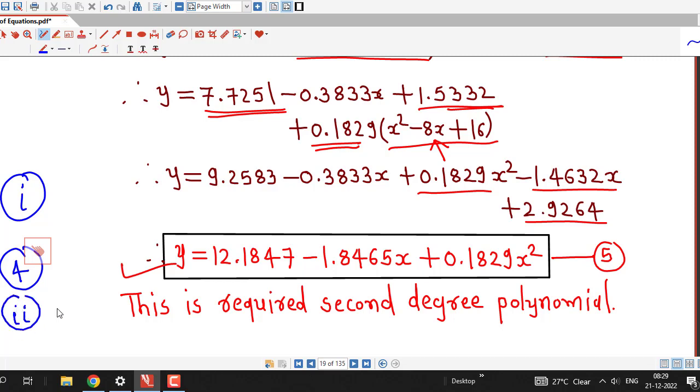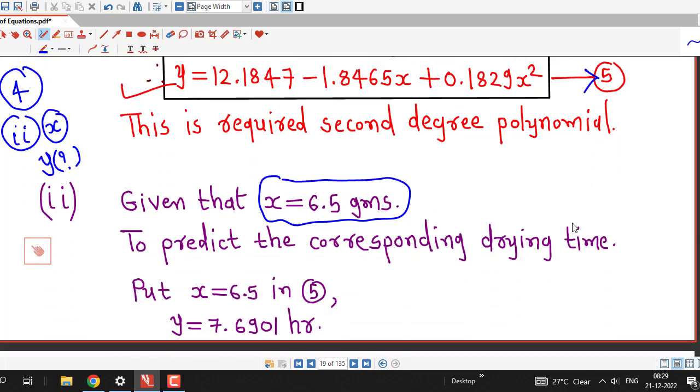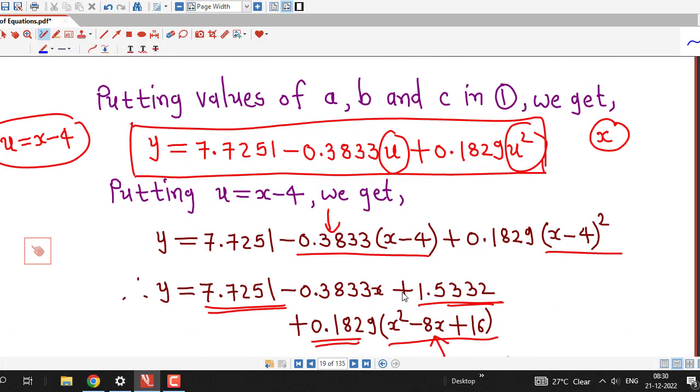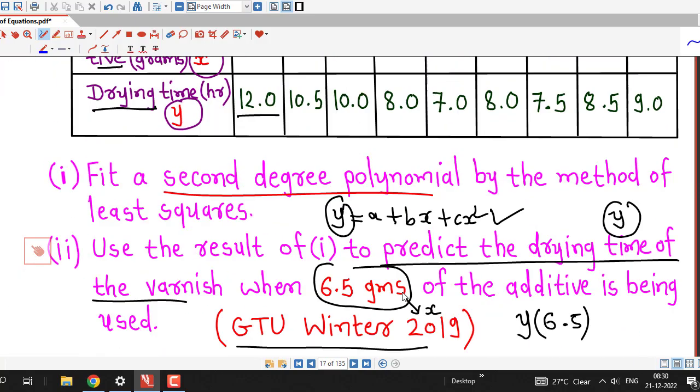In part 2, we are given a value of x and we have to find out the corresponding value of y for that given value of x. So we are asked to find out the value of y when x is 6.5 grams. So we put x equal to 6.5 grams in equation number 5, and we find that the corresponding value of drying time, that is y, is 7.6901 hours.